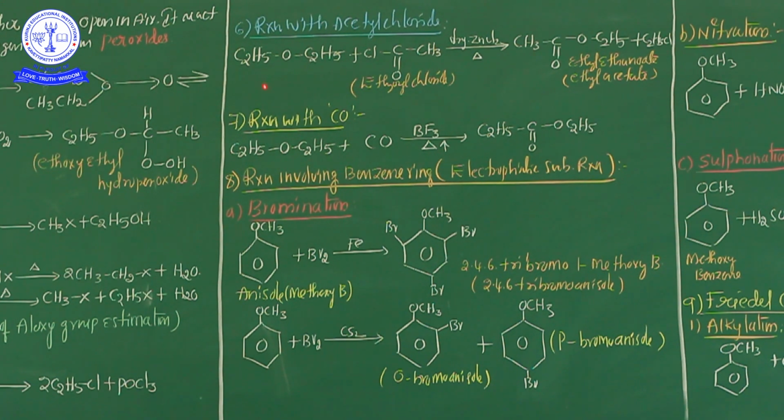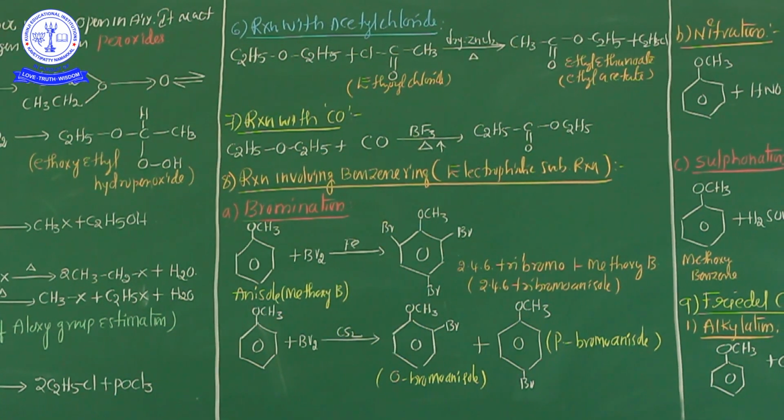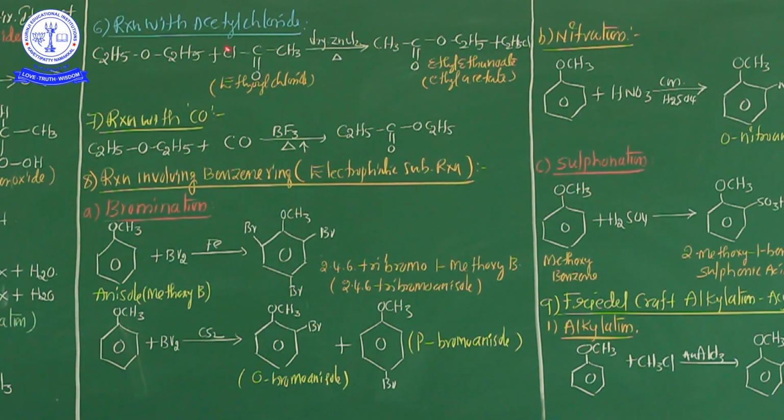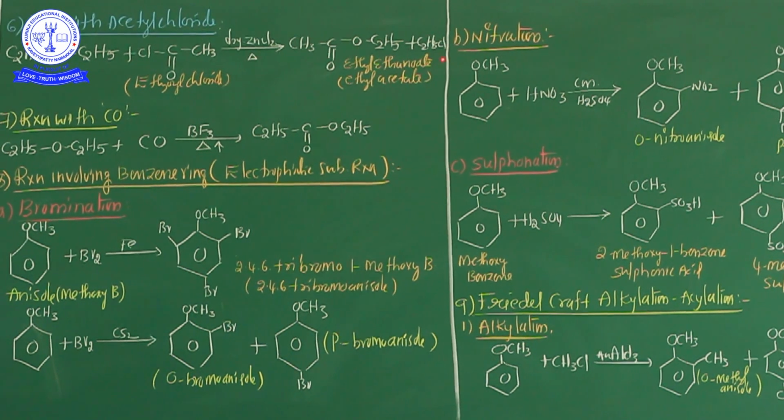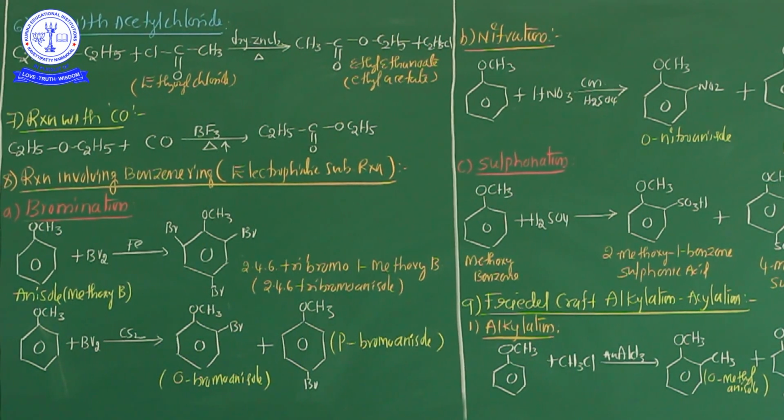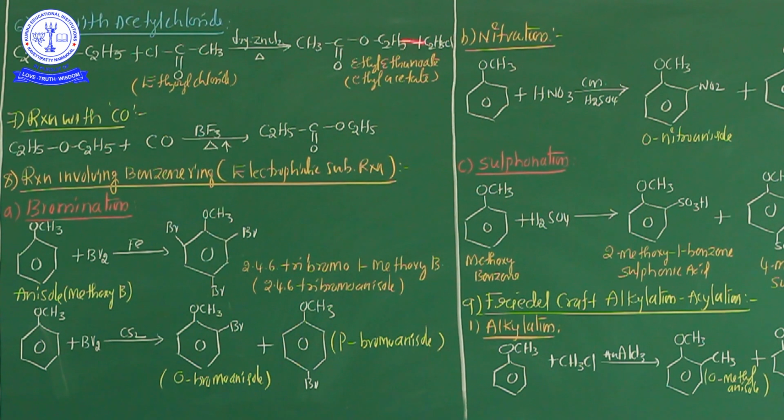After that, the sixth reaction, reactions with acetyl chloride, is also important. Diethyl ether is treated with ethanoyl chloride in the presence of dry ZnCl2. These are the products: ethyl chloride is formed and ethyl ethanoate, commonly known as ethyl acetate, is formed. Whenever ether reacts with acetyl chloride, the products are ethyl ethanoate and additionally C2H5Cl, ethyl chloride.